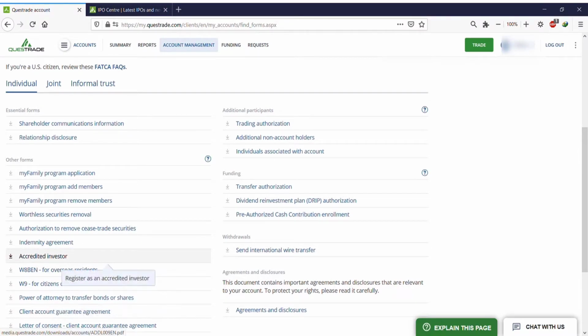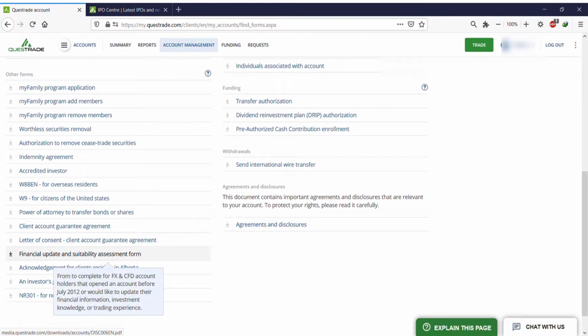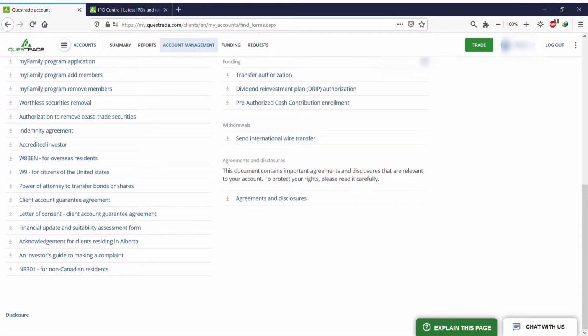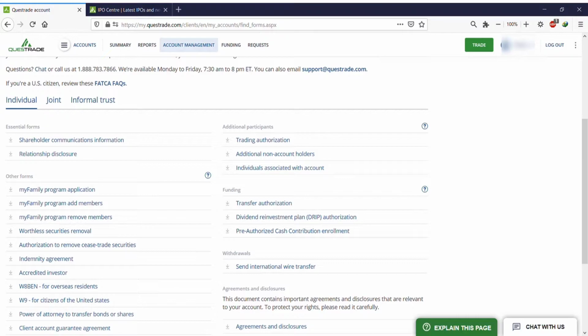So as you can see, authorization to remove, cease trade, letter of consent, all of these. On the right, you can see there's dividend reinvestment plan authorization. Here is where, if you download this form, you can actually initiate a DRIP or dividend reinvestment plan, which, as I explained, is a plan where Questrade buys more shares of a company with your dividend money, okay? And the good thing about it is that you don't need to pay any commission for that trade.